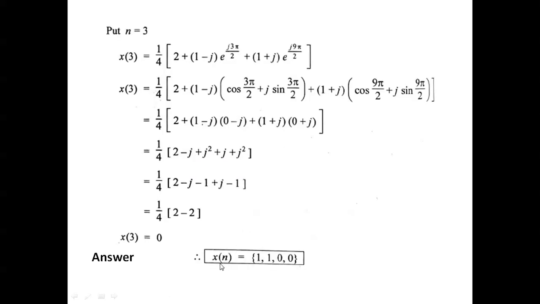And finally just write the answer x of n. In direct form they give x of n and finally you write X of k. And here they give X of k, and finally you have to write x of n in inverse DFT. Okay, this is the answer.